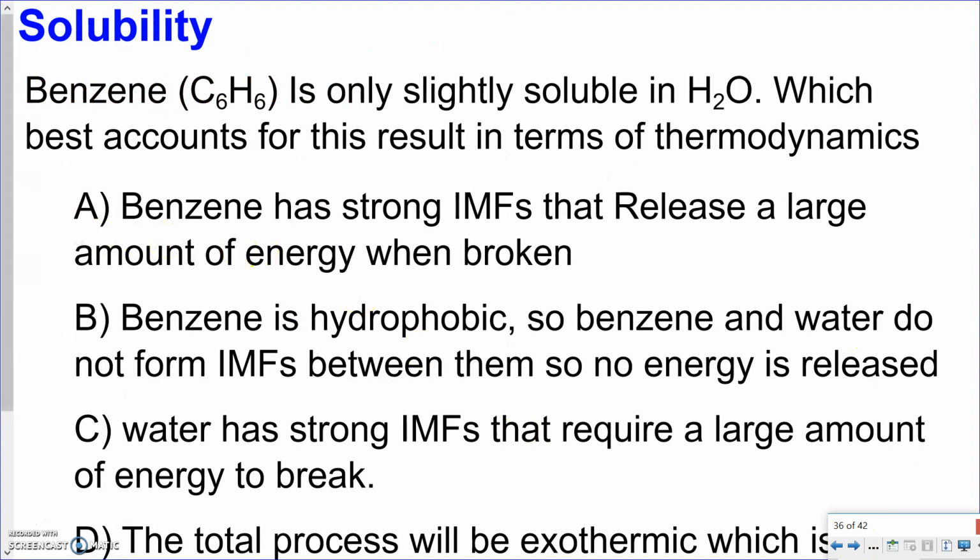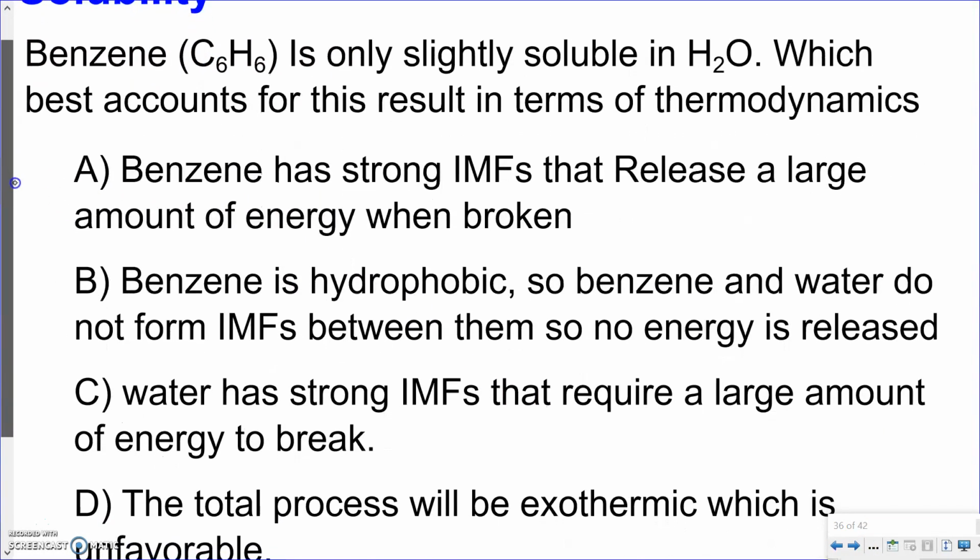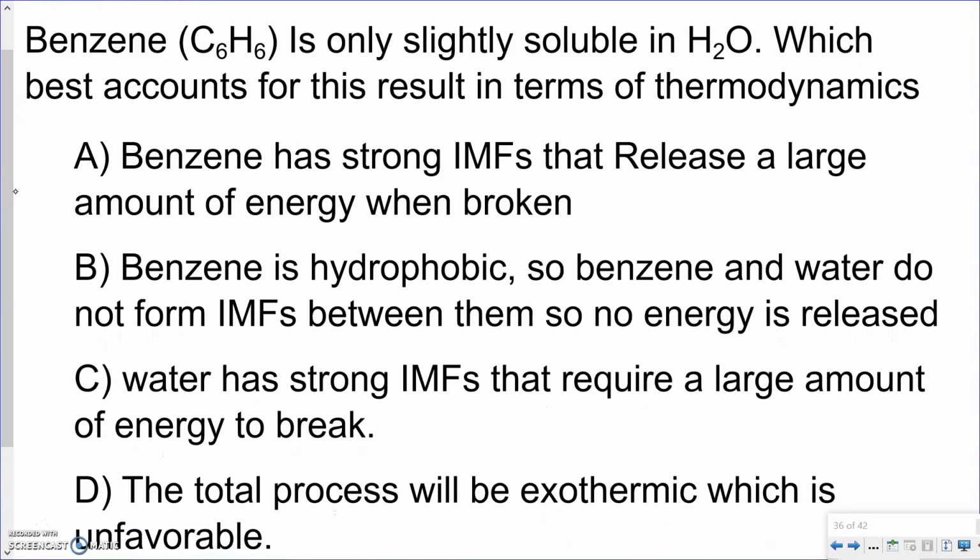Okay, let's check out this problem. This is an AP problem. Benzene, C6H6, which is nonpolar, if we remember the fact that anytime we have carbon and hydrogen bonded together, just as themselves, it's nonpolar. It's only slightly soluble, and pay attention to this word here, slightly soluble, in water. Which best accounts for this result in terms of thermodynamics? This is going back to our three-step process, or 3 steps to form the solution.